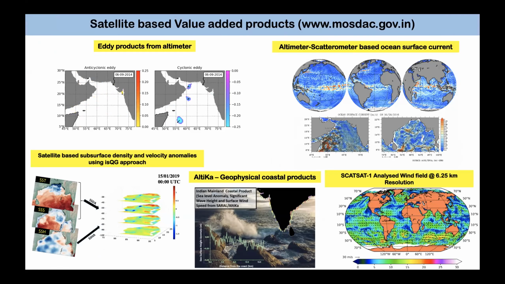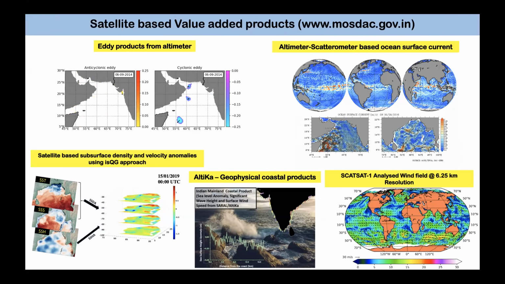Then we also provide the sea surface current estimates from altimeter and scatterometer. And then we basically use the quasi-geostrophic approach to project the satellite-derived SST, sea surface salinity, and sea surface height into the subsurface density and velocity anomaly fields. So these fields are also available on MOSDAC.